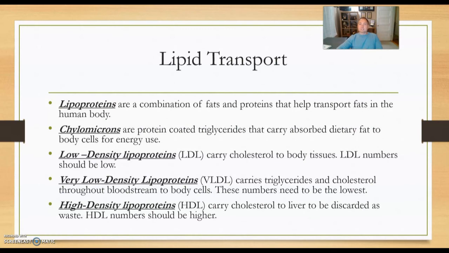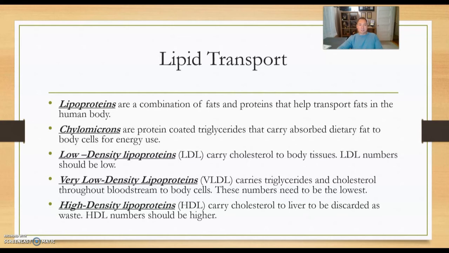Well, for transport throughout the body, as soon as they go in the stomach and then in the intestines, and they start moving throughout your blood and through your circulatory system, they'll attach to something called lipoproteins. These are a combination of fats and proteins that help transport the fat that you eat in the human body for use.